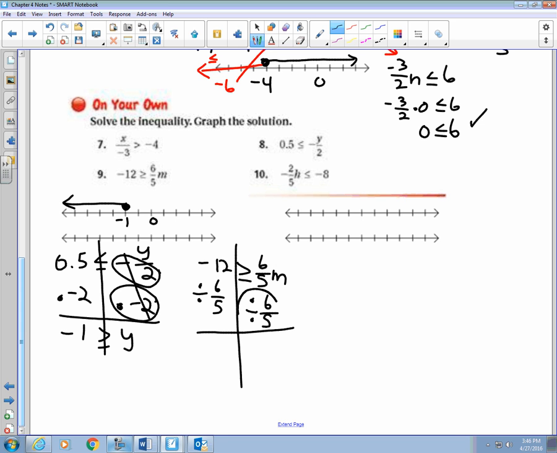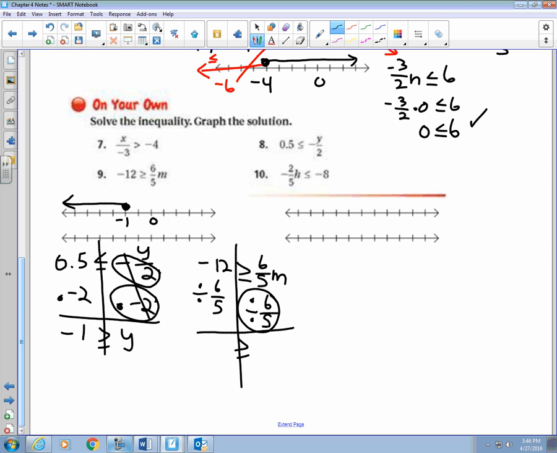Now, when I look at this, I have to ask myself, did I divide by a negative number? I did not. I divided by a positive number. That means I don't flip anything. It's only if I divide by a negative number that I would flip the inequality symbol. So the inequality symbol is going to stay the way it was.